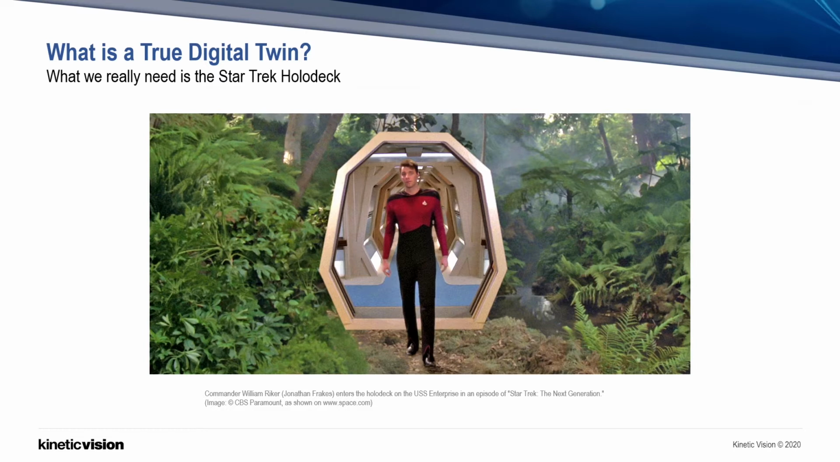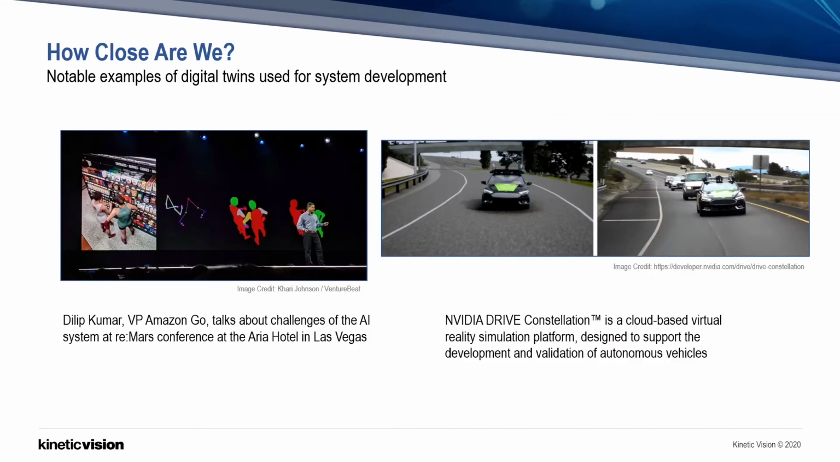Your next question might be, okay, I'm sold, how do I do this? One route would be the Star Trek Holodeck. Since the Holodeck isn't quite here yet, some notable companies have made considerable progress utilizing digital twins. Amazon Go is reported to have been developed physically, at much time and expense, but has publicized that digital twins were also used, and NVIDIA is a leader in this area with its Drive and ISAC platforms.